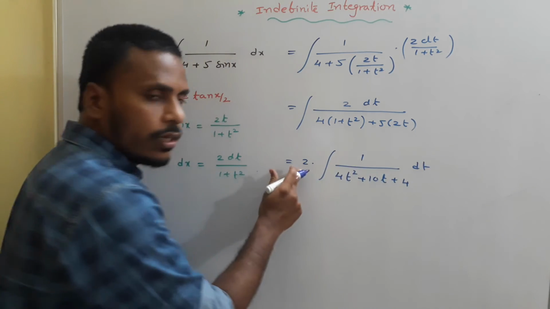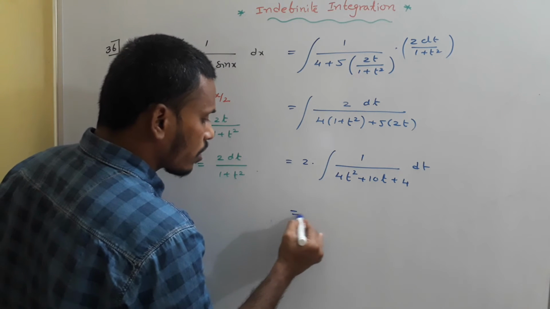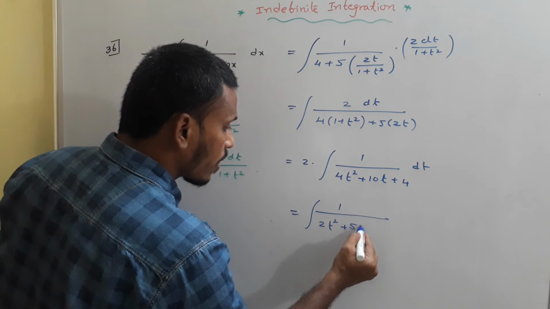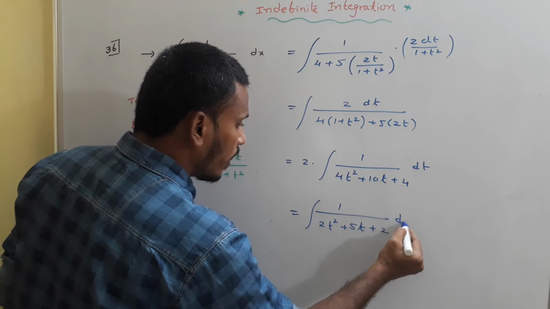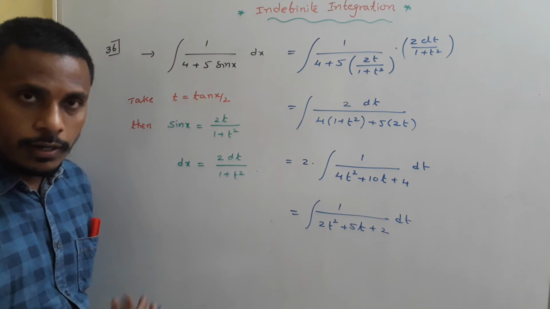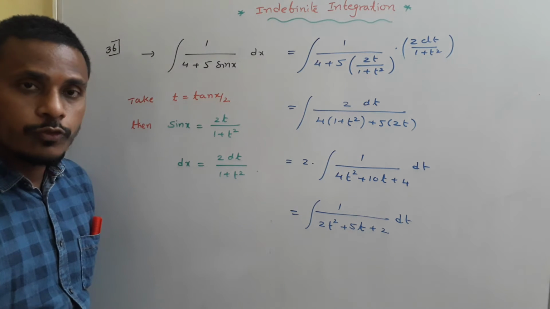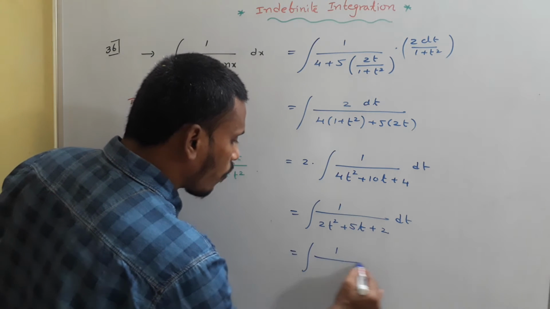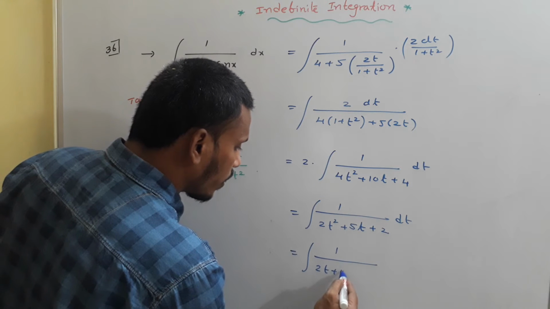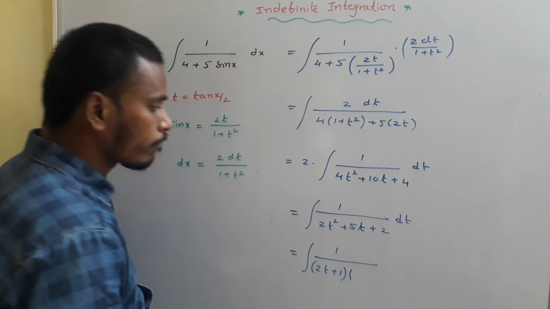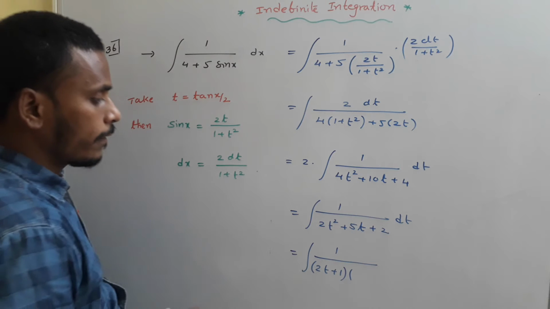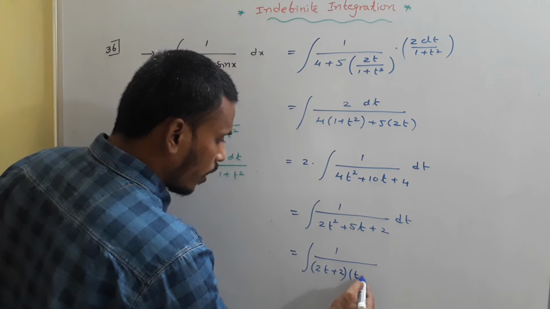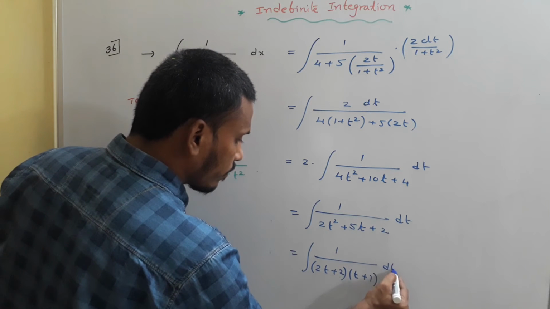Since we have 2 here, simply cancel out. So this is equal to the integral of 1 by 2t square plus 5t plus 2 dt. Is there any possibility of factorization? 2 twos are 4, 4 plus 1 is 5. So what I do is, this is equal to the integral of 1 by 2t plus 1 into t plus 2 dt.